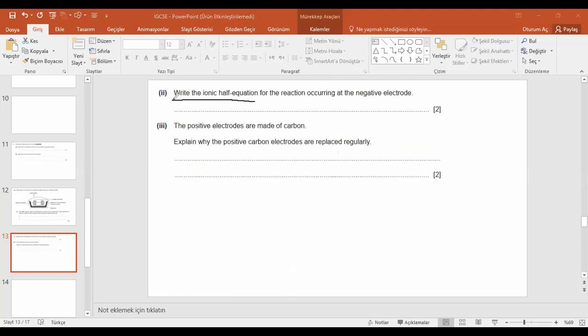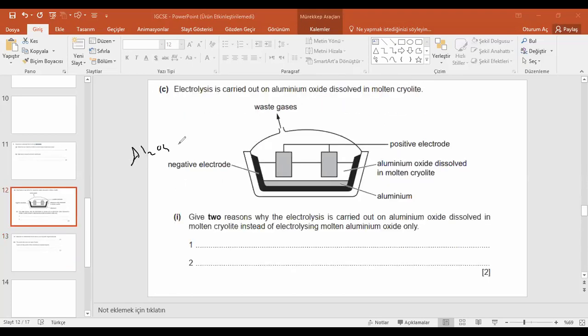Write the ionic half equation for the reaction occurring at the negative electrode. So what will happen at the negative electrode? Guys, we have Al2O3. When you melt it, it becomes Al3+ and O2-. At the negative electrode or cathode, Al3+ will be attracted. So Al3+ plus 3 electrons will give me Al. That's it.